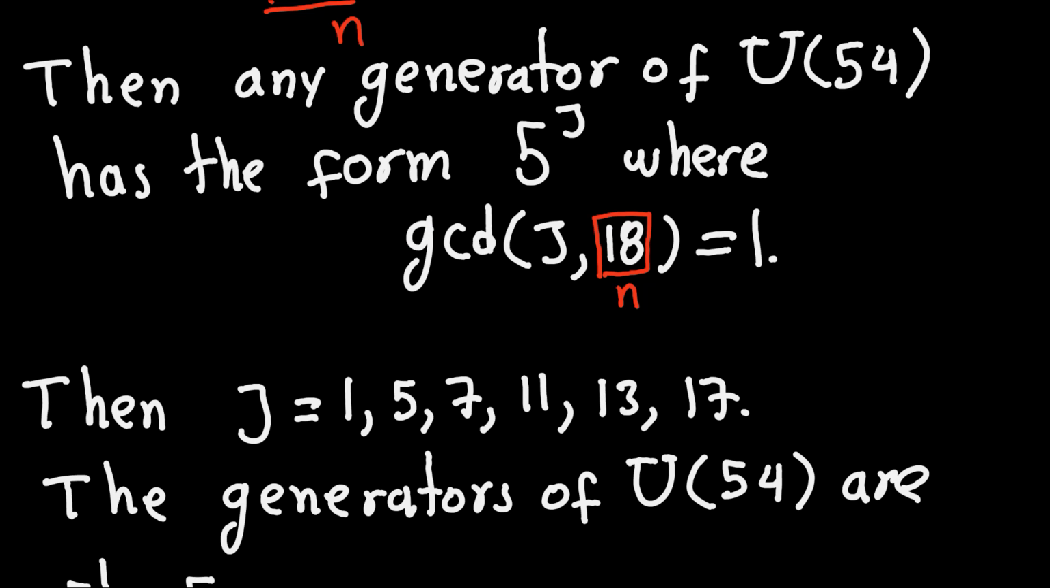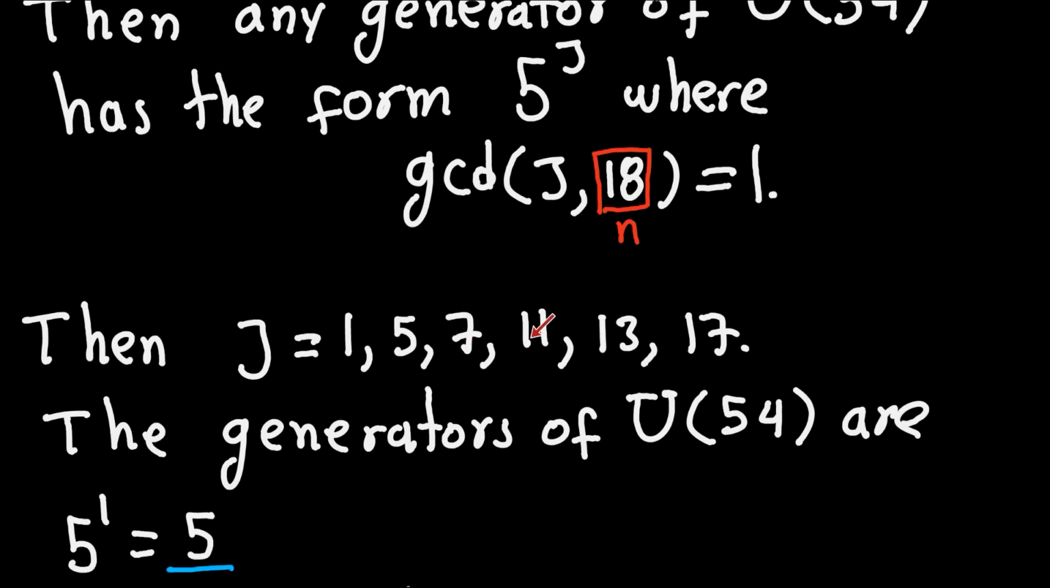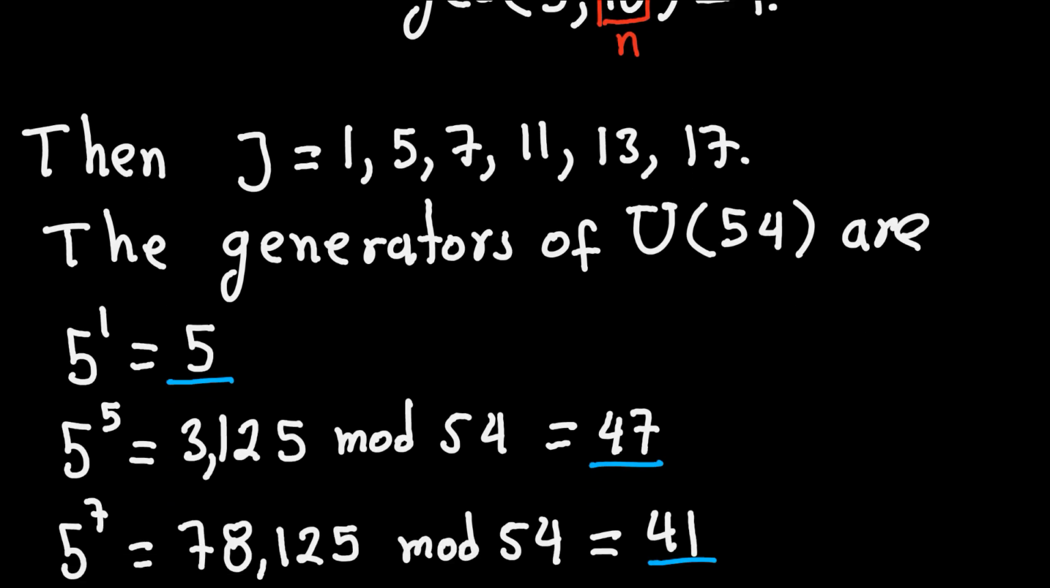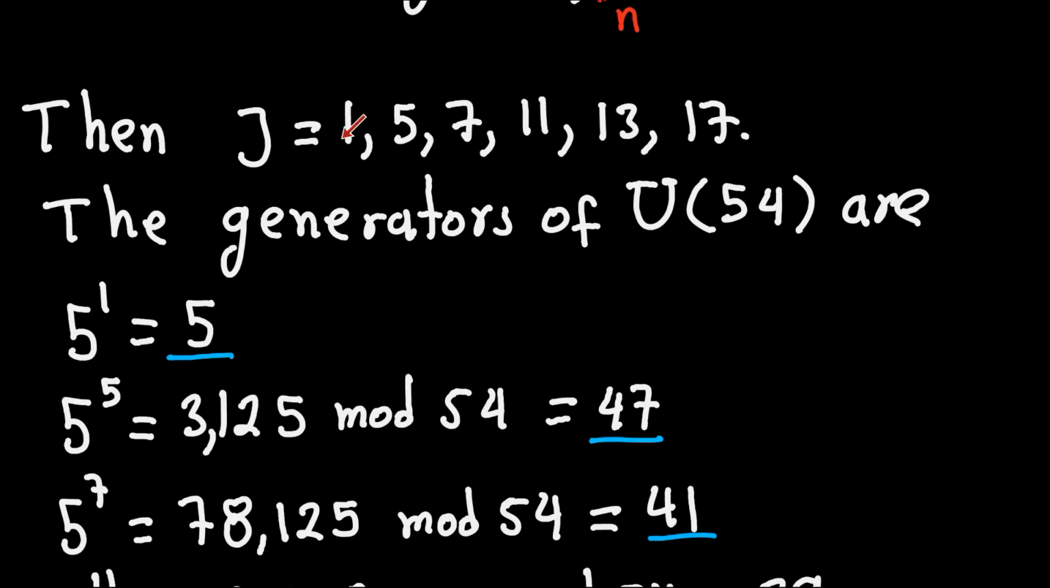So these exponents are going to be the ones that will give me the generators of this group. So let's actually calculate the generators in this case. For j equals 1, you always start with the original generator to the j. j is here 1, so it's going to be 5. We already knew that 5 is a generator, so that's not a surprise there.